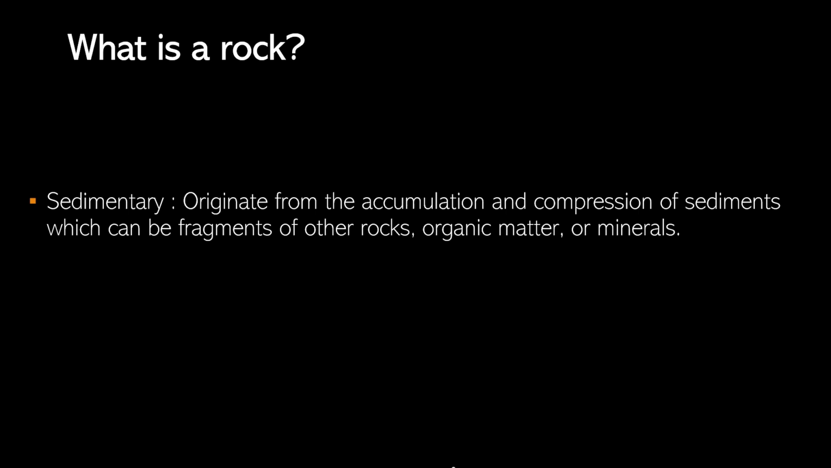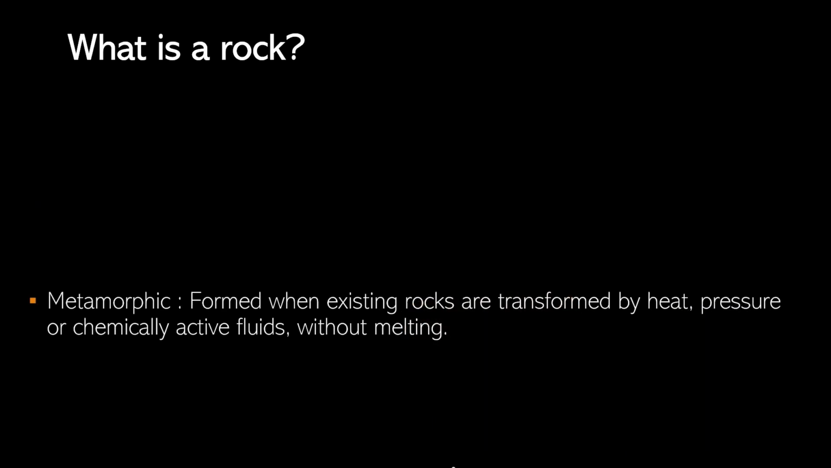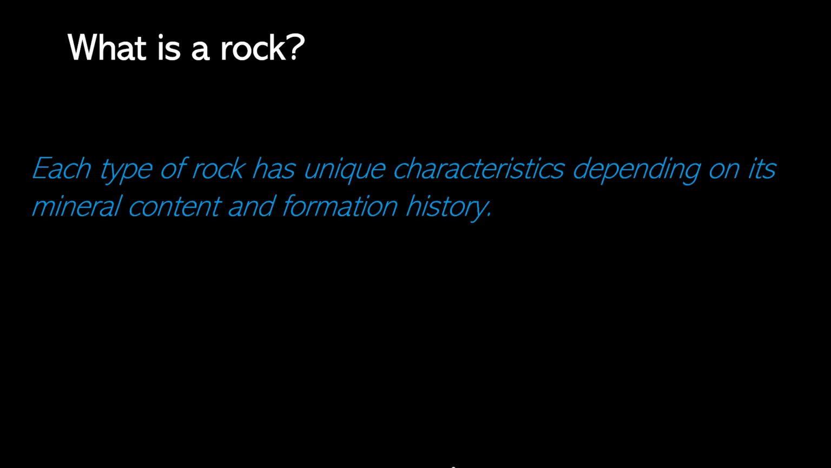Sedimentary, originate from the accumulation and compression of sediments which can be fragments of other rocks, organic matter, or minerals. Examples include sandstone and limestone. Metamorphic, formed when existing rocks are transformed by heat, pressure or chemically active fluids, without melting. Examples include marble and slate. Each type of rock has unique characteristics depending on its mineral content and formation history.